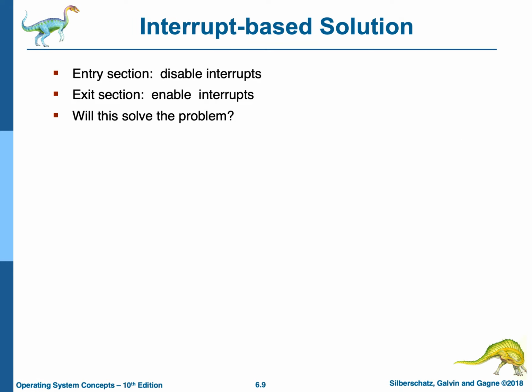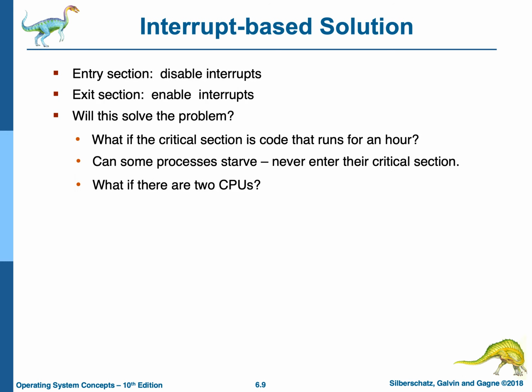So we have some interrupt based solutions. The simplest solution to this problem is the interrupt based solution, which is actually applicable in a uniprocessor machine, when we have one processor. Then we can disable the interrupt on entry and enable the interrupts on exit. But this will not solve the problem, because what if the critical section code runs for an hour? Then some processes starve and may never enter their critical section.